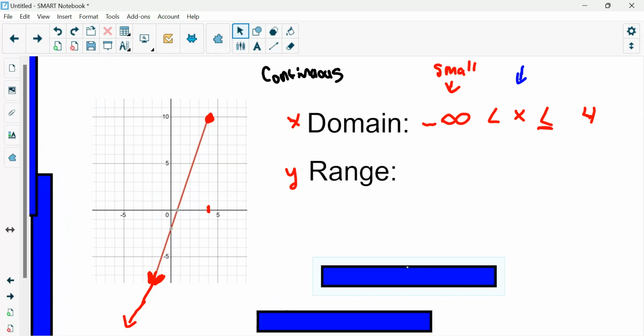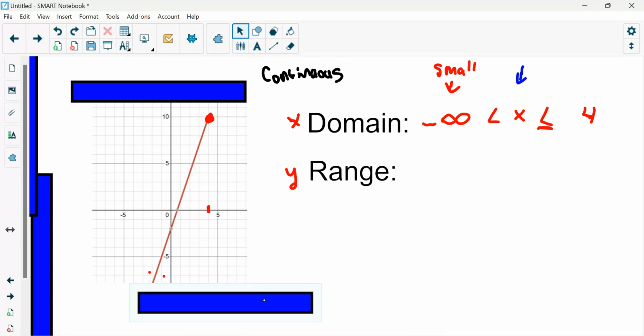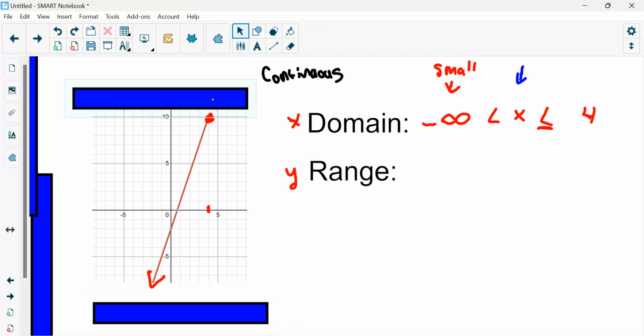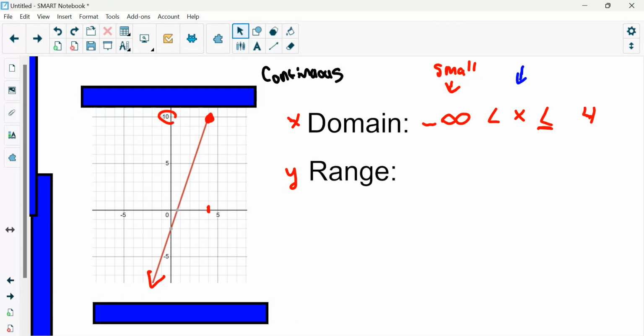Next, let's talk about our range. I want to go lowest to highest. I erased my arrow. We had an arrow here. All right, I'm going to do floor and ceiling. Think about floor and ceiling. We're measuring height. So we'll do ceiling first. The ceiling I'd have to put right there at a value of 10, right? That's the tallest point.